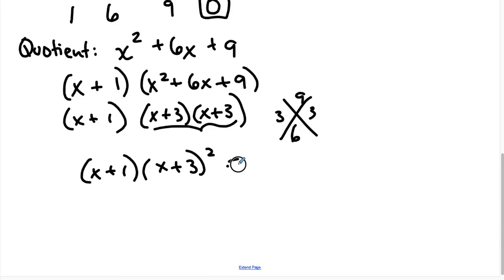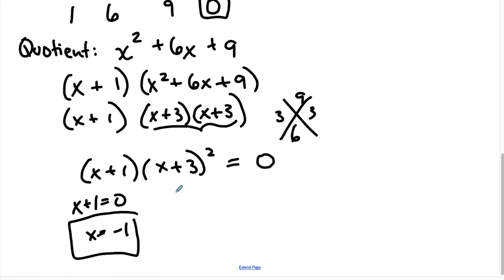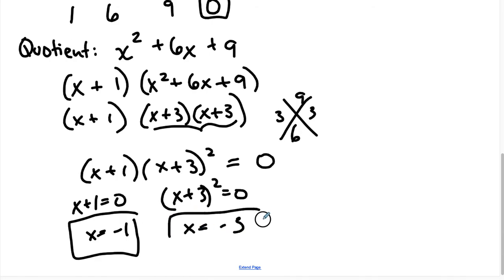Now we can actually solve it once it's factored. So that's equal to 0. If x plus 1 is equal to 0, we found out earlier that x is equal to negative 1. And if x plus 3 all squared is equal to 0, then x equals negative 3. So you have two solutions there, negative 1 and negative 3.